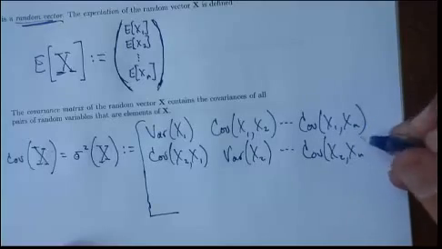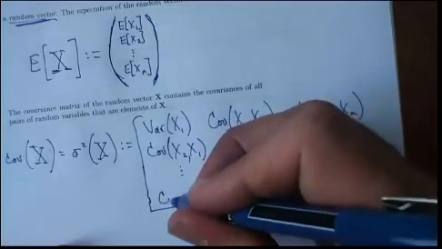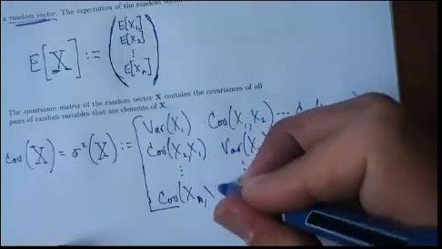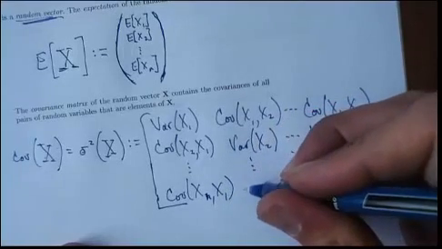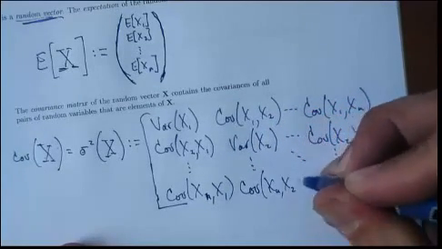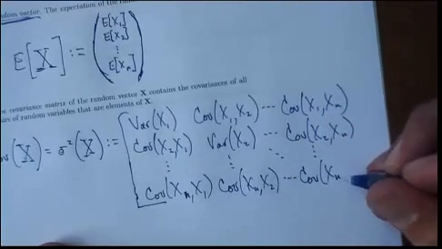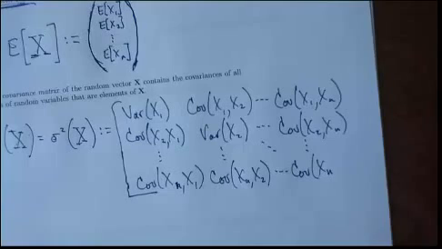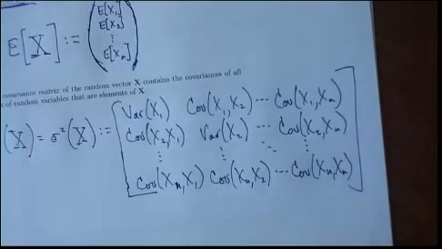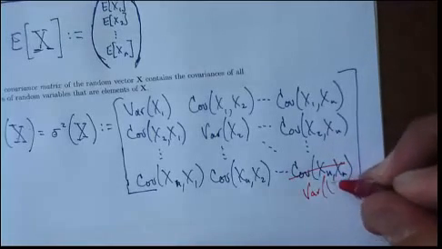And so on, the covariance of x2 with xn. I've got n of these things, n, right? The covariance of xn with x2, and finally the covariance of xn with itself. Remember, this is the same thing as the variance of xn.